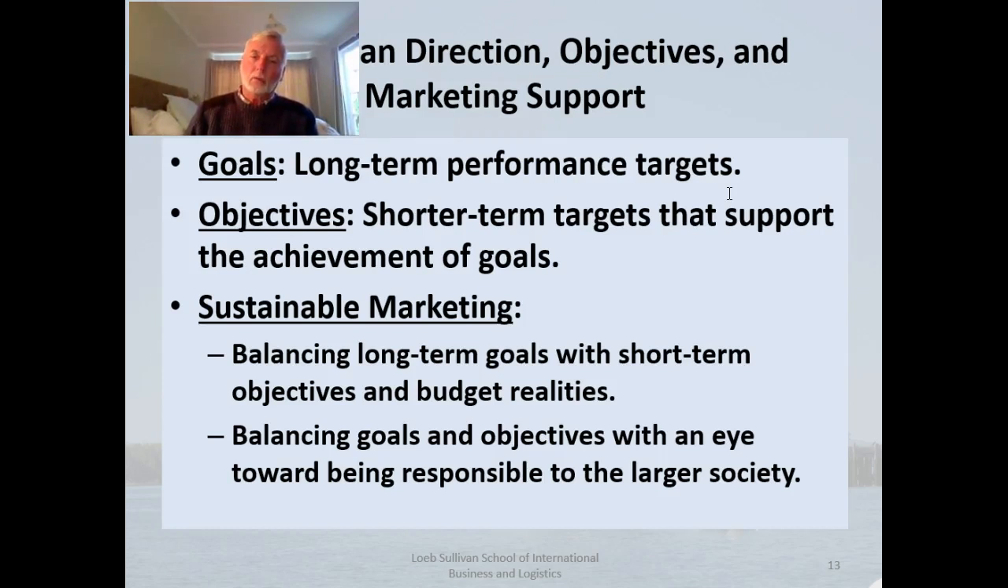And we need to balance these things. So in order to be sustainable, we have to balance, and we have to look at how this is going to affect the larger society. So if I'm making my paper towels tough by making them non-biodegradable, maybe that's not the best thing to do.